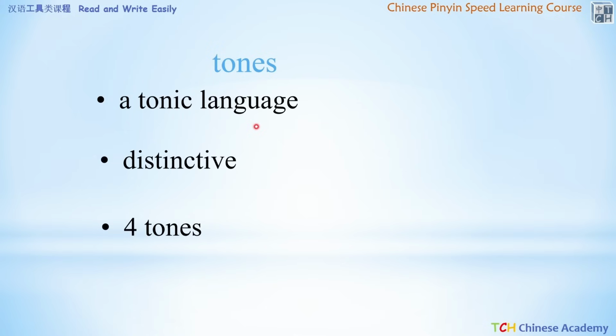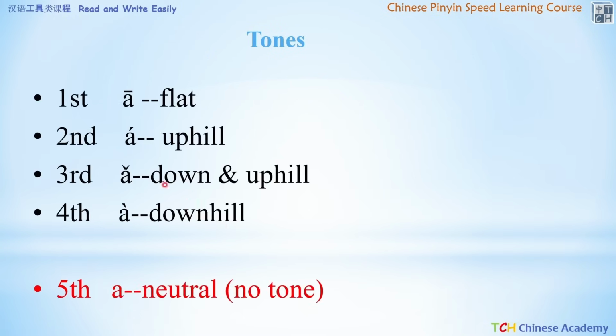And when it comes to tones, we mean Chinese is a tonal language and each tone is distinctive, and normally we have 4 tones. And they are the first, second, third, and fourth. Let's take this a sound, for example. Look at the mark on the first tone. It is just a line, it's a flat line. So that is ā.